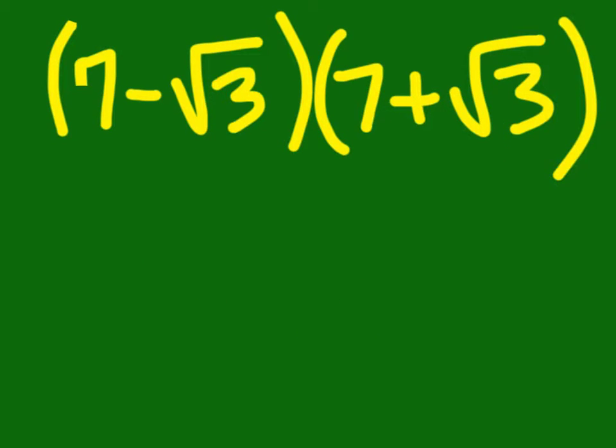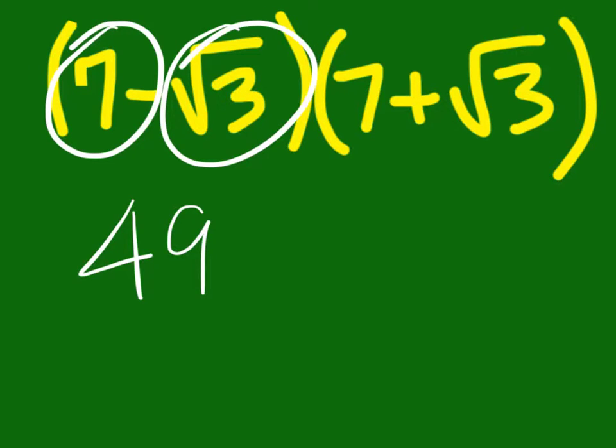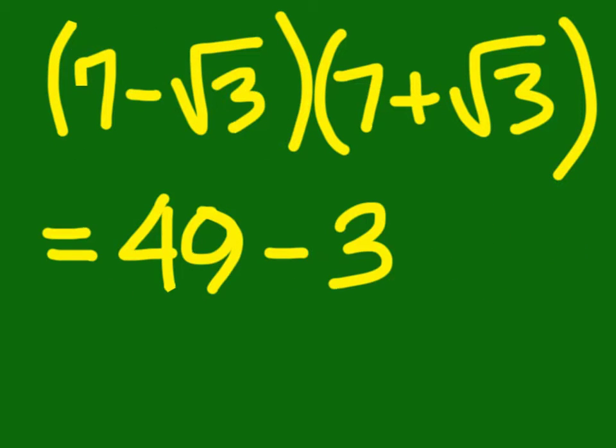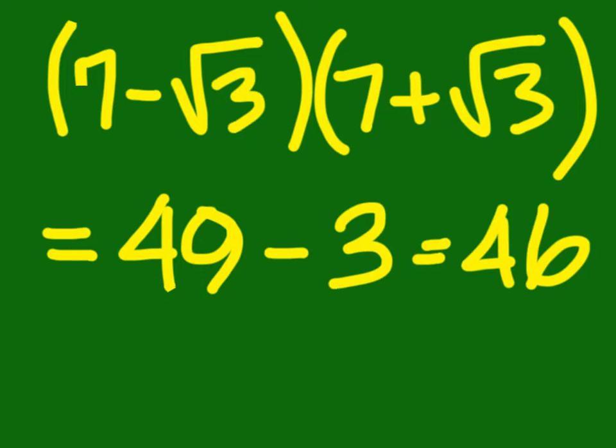7 minus the square root of 3, 7 plus the square root of 3. 7 squared is what? 49. What is square root of 3 squared? 3. What's the answer? We squared the 7 to get 49. We squared this to get 3. The answer comes out to be 46.